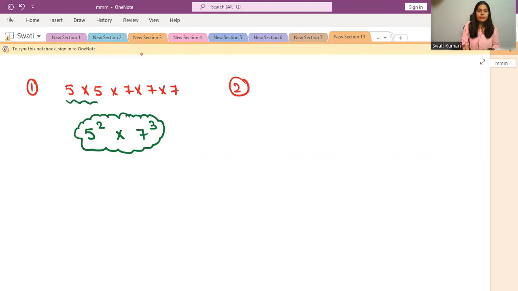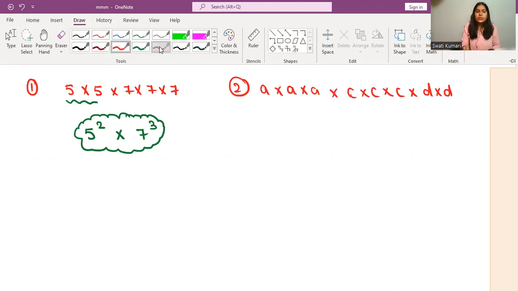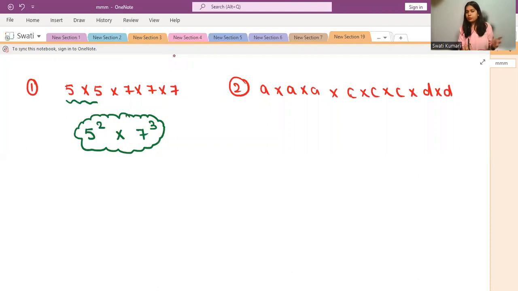So one more question from this. So now we have to express this in the exponential form. A into A into A into C into C into C into D into D. This is what we have to express. So let's solve this. So here, instead of constants or numbers, we have these letters, right? So we just need to convert this also in the exponential form.